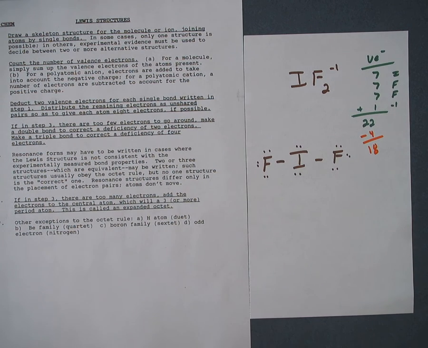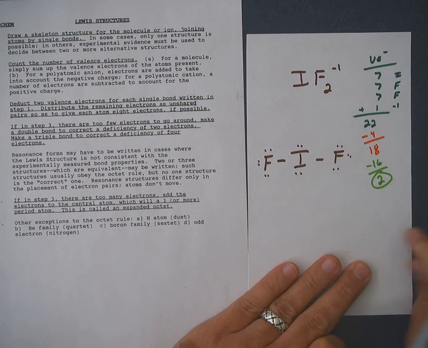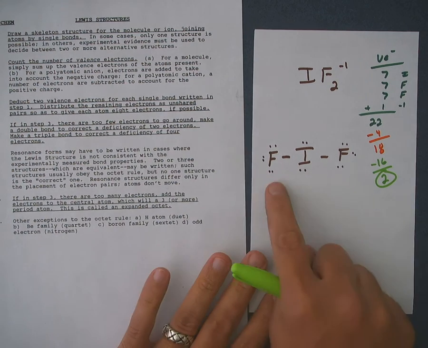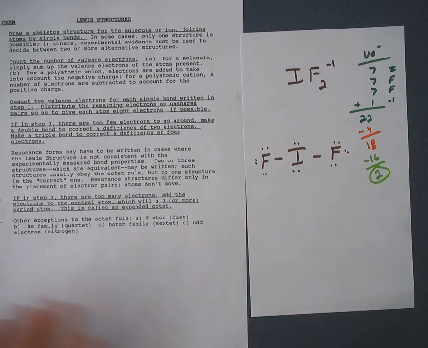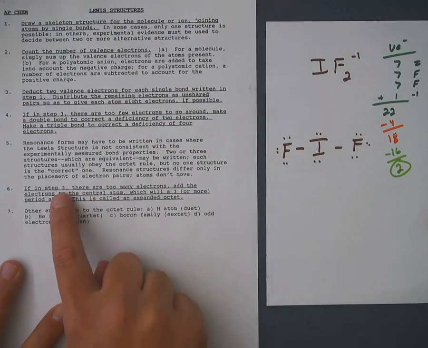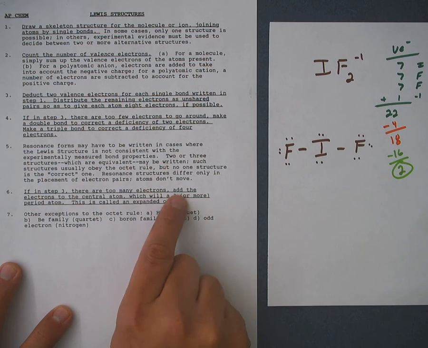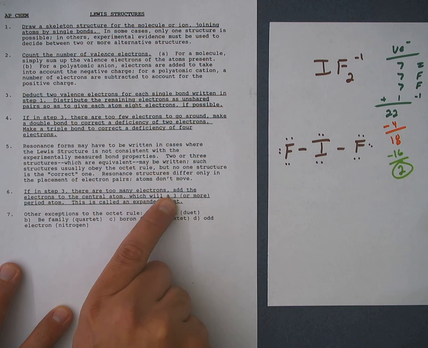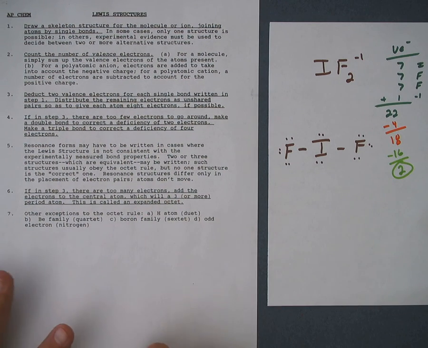So look at this situation. We have 2 extra valence electrons with no space to put them. Fluorine has 8, iodine has 8, this fluorine has 8. So let's read what happens here. If in step 3 there are too many electrons, that's what this 2 represents, you're going to add electrons to the central atom, which will be a 3rd period atom or larger, right? And we call it an expanded octet.